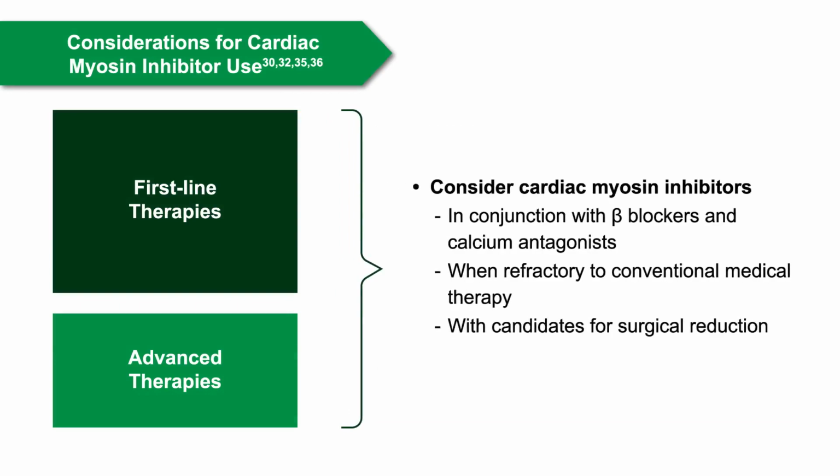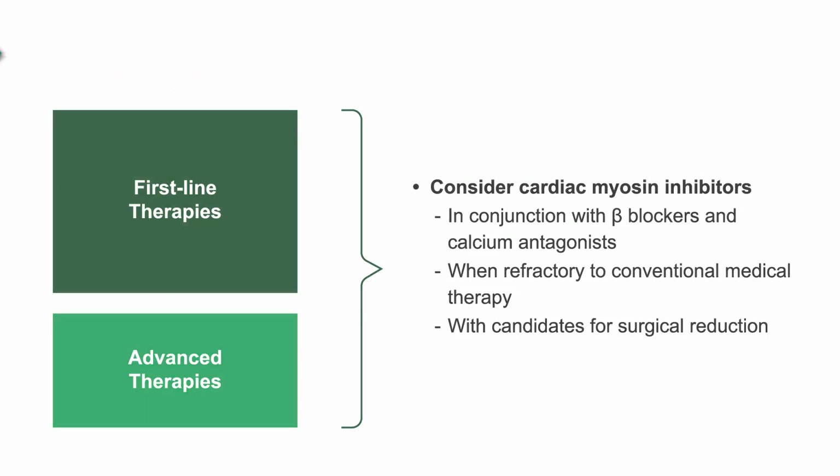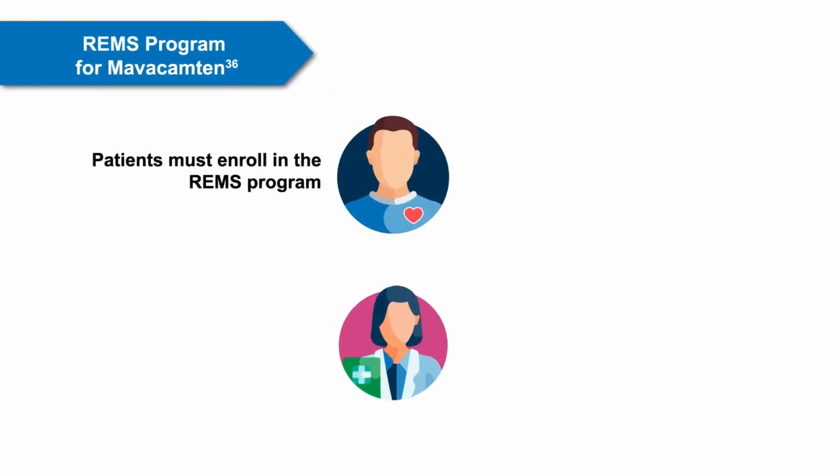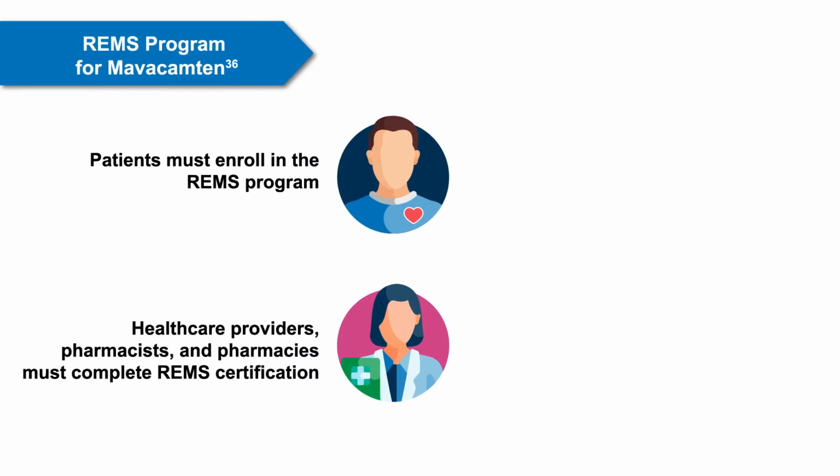At present, cardiac myosin inhibitors have been explored in patients receiving treatment with beta blockers and calcium antagonists, and have also been evaluated in patients who have been refractory to conventional medical therapy and who are candidates for surgical reduction. In the United States, mavacamten is only available through the REMS program, a Risk Evaluation and Mitigation Strategies program. This is a conventional drug safety program used in the US for new medications in order to monitor safety concerns.